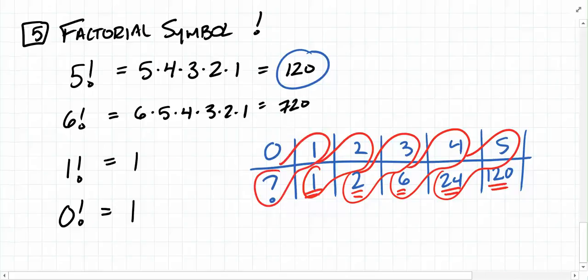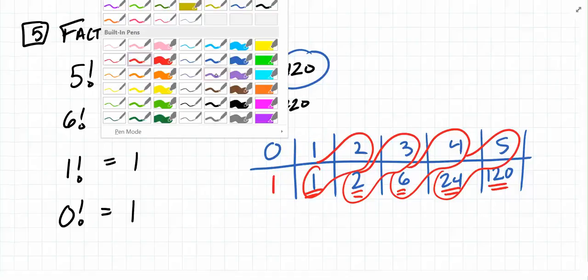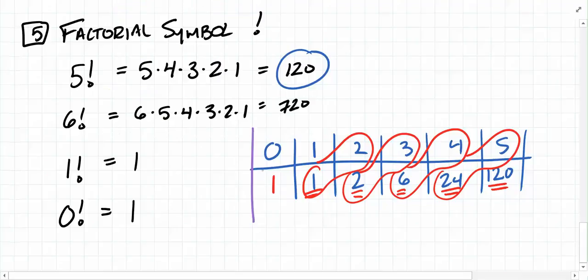Now, check this out. Here's something that's even cooler. Let's go the opposite direction. Let's put -1 here. Okay? So I'm trying to figure out this one, right? What number times 0 would give me a 1? It's not possible. So no solution. Therefore, factorial symbols only work for 0 and above, not 0 and below.